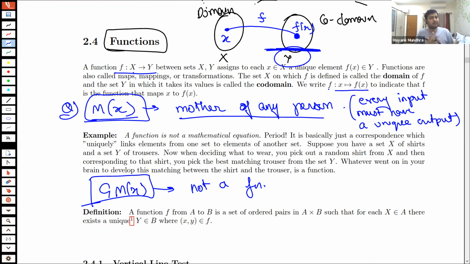So these are all examples of relationships. Some of them are functions, some of them are not functions. But the important thing to remember is that not everything is just a mathematical equation. Not everything is quadratic equations, cubic equations, logarithmic or exponential equations. These things happen beyond the realm of math as well. Okay, so this is just pure logic.